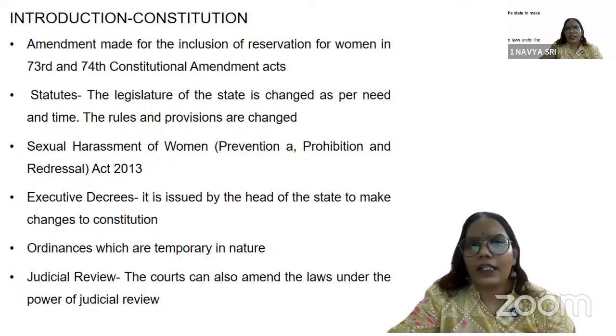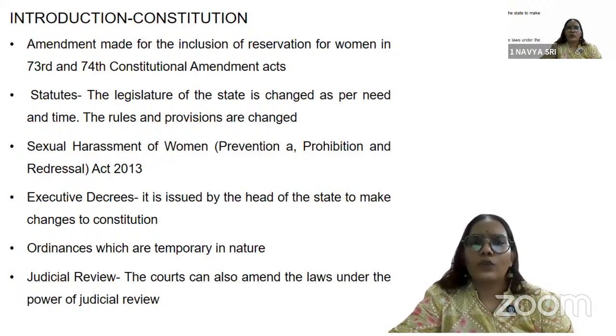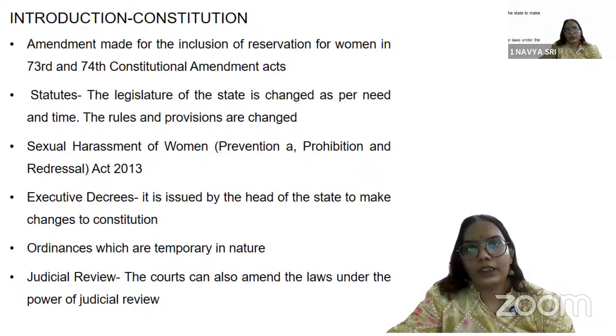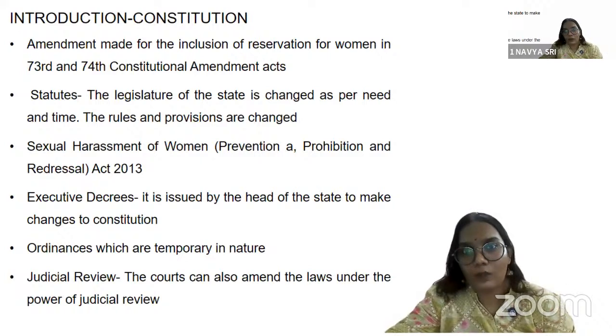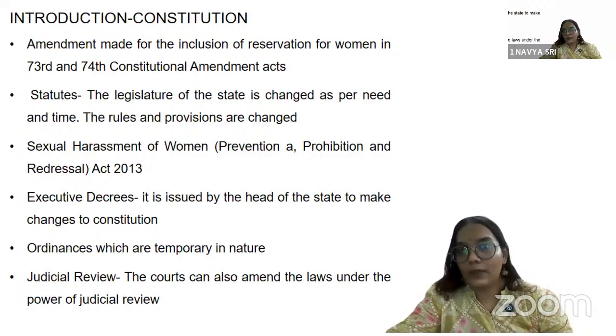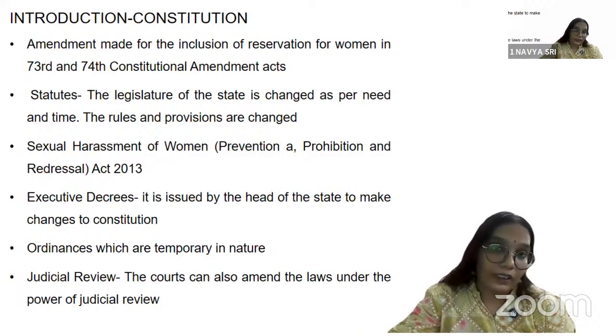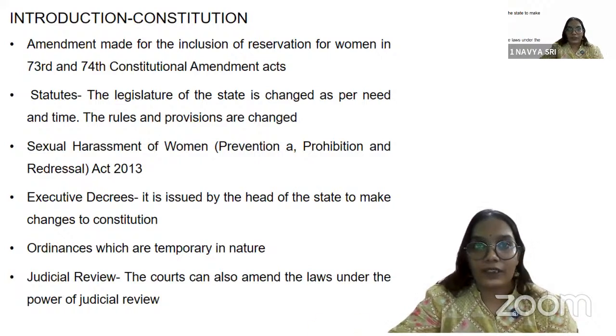So these amendments are of three types: through simple majority, through majority of two-thirds present and voting, and through majority present and voting along with ratification by one-third of the states. So there are three types of amendments. Now, the next one is statutes. Statutes are nothing but legislation of the state, changed as per the need and the time, and rules and provisions are changed.